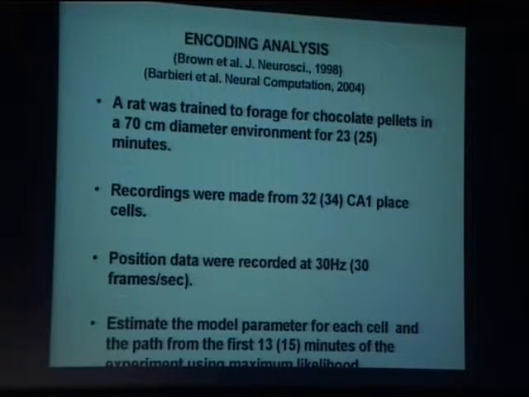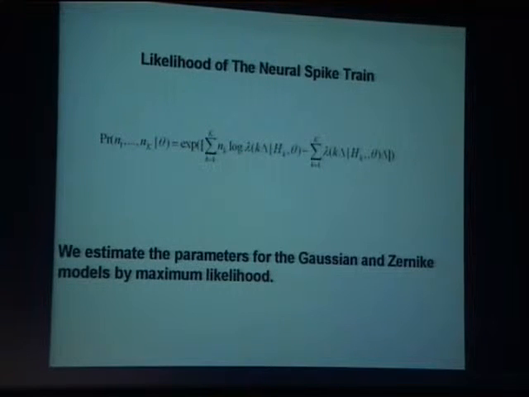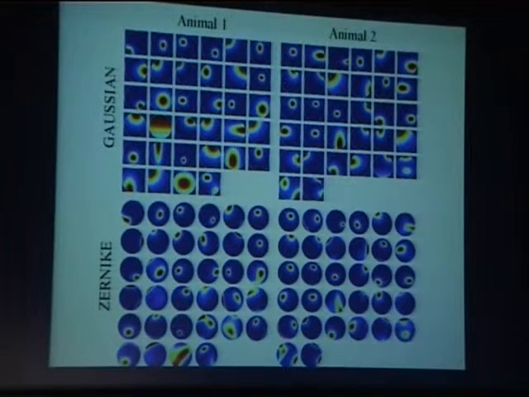They're recording position information at 30 frames a second, and from this experiment, we're able to get about 30 neurons from both animals. So we're going to take the first part of the data, about the first 13 or 15 minutes, and estimate the properties of the fields. And this is a very straightforward maximum likelihood estimation problem, because I wrote down a likelihood. I formulated a parametric likelihood in terms of this conditional intensity function. There's technically no history in this particular case. And I just estimate the parameters of the Gaussian or the Zernike, which is what the theta here represents, and I analyze the data. So these are the fits.